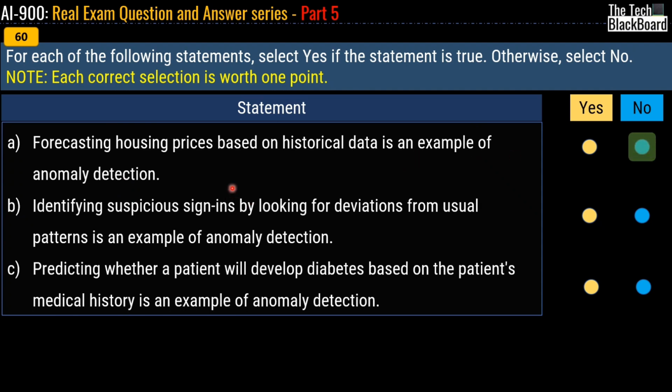And then comes our statement B, which says that identifying suspicious sign-ins by looking at the deviation from usual patterns is an example of anomaly detection. And of course, this is a correct statement. So the answer is yes.